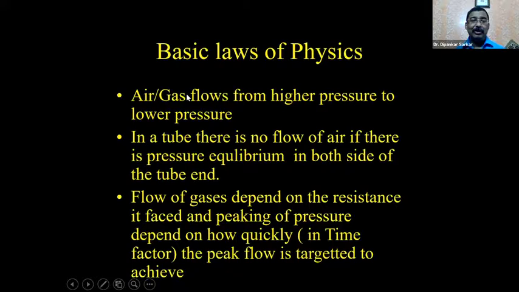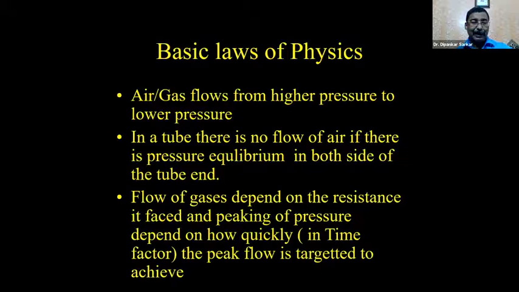So, basic law of physics. What is the basic law of physics? The air always flows from higher pressure to lower pressure. And if there is a tube, there will be no flow of air if the two pressures are equal. And flow of gases depends on the resistance it faces, and picking up pressure depends on how quickly the peak flow target is achieved. If you want to give it fast, it will reach the peak flow fast. And if you want to give it slow, it will pick up slowly.